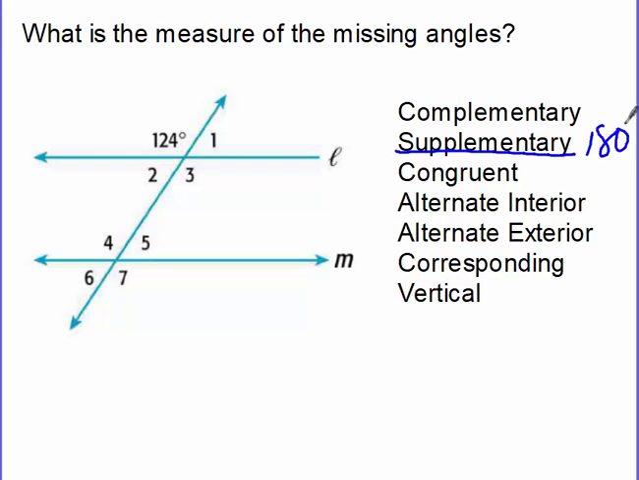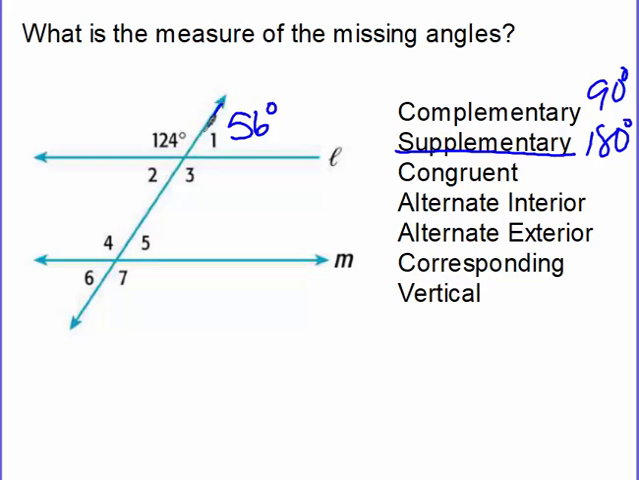I also have on there a word right above that called complementary angles. That's not involved with this picture, but complementary angles are two angles that equal 90 degrees. Those are two definitions that you just need to know. Now, because of supplementary, I can find angle 1 by subtracting from 180 and get 56 degrees. There are some other relationships that go along with this.